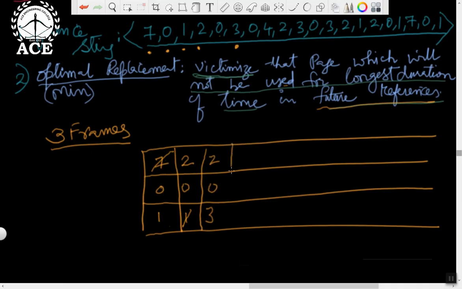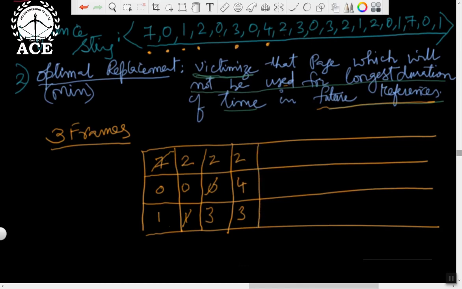0, 2. Come on, opportunity for you again to decide. Next, we refer 0, no page fault, 0 is present. 4 is going to cause a fault. 4 is not present. So decide among 2, 0, 3 who in future is occurring at the end. 2, 3, 0 is at the end. So therefore in place of 0 we bring 4. 2, 3. Got it? Next.